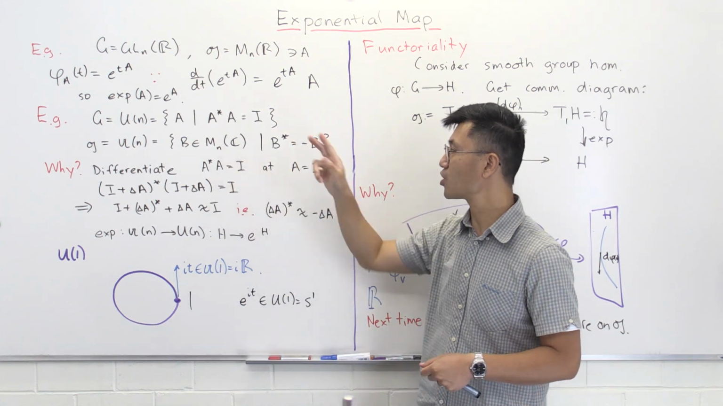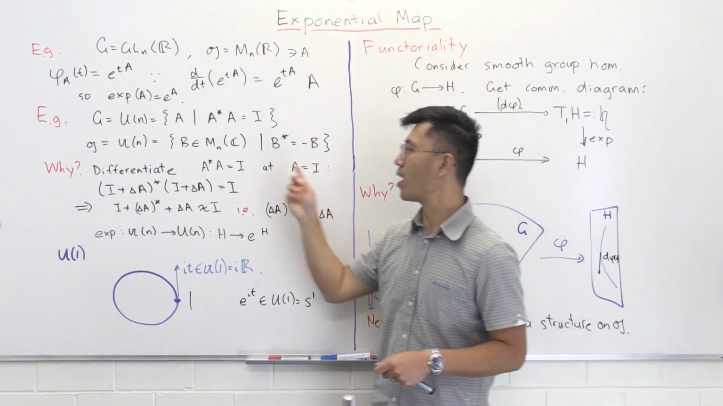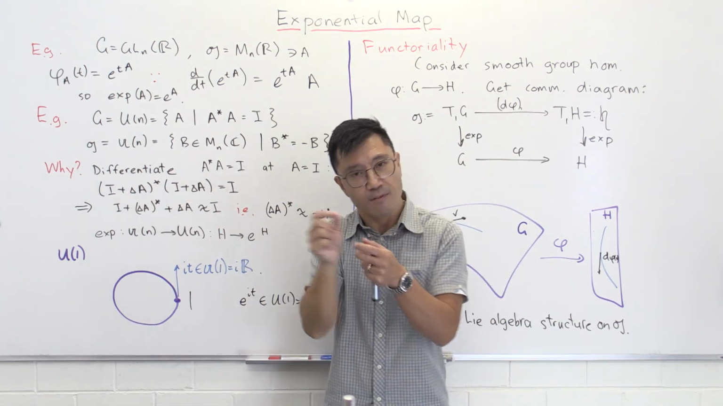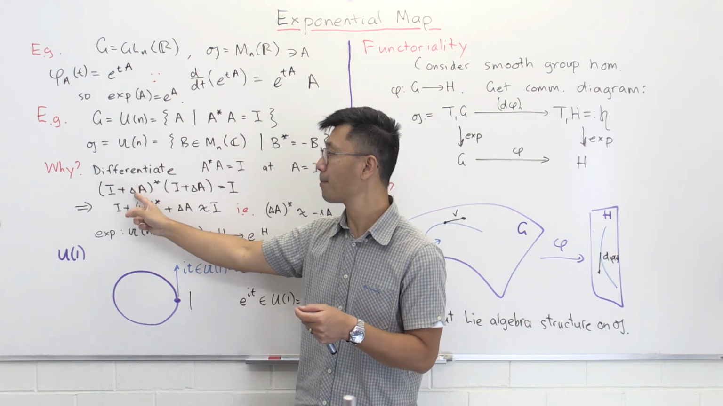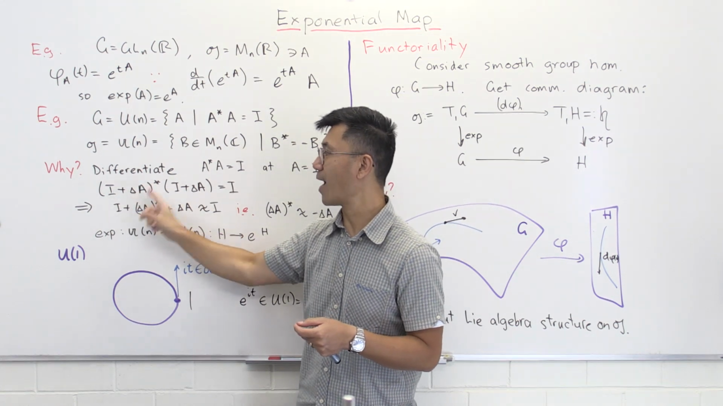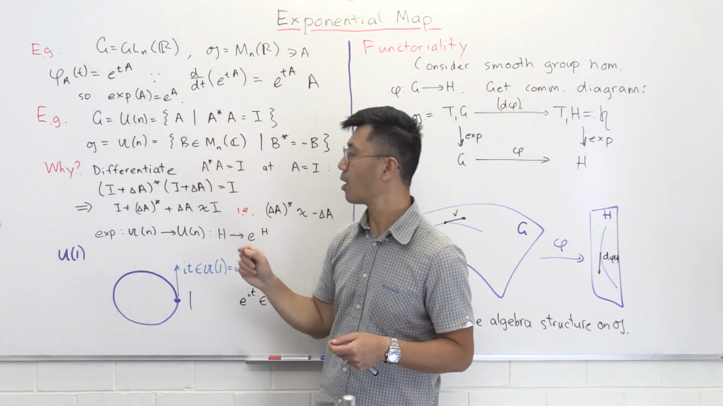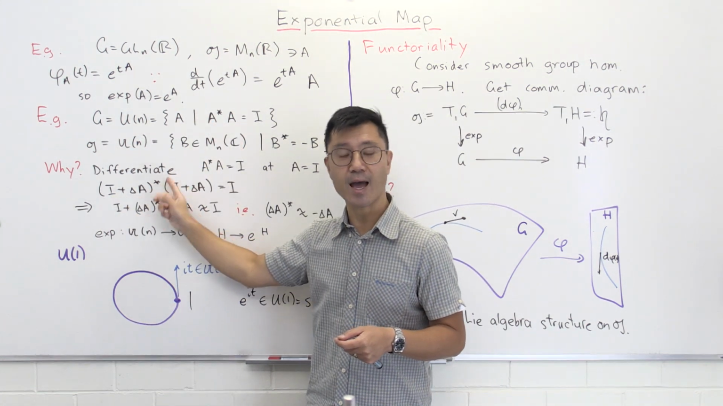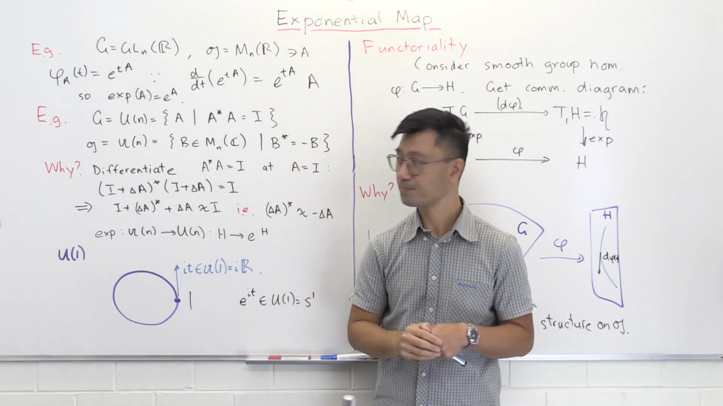Okay, and you want to differentiate it at the identity where A equals I. So how do you do that? Well, you start with I, and you just vary it a little bit by a tangent vector, so to speak. So you vary it by some matrix, delta A. So the condition here to be inside this unitary group is that (I plus delta A) star times the original (I plus delta A) is equal to I.